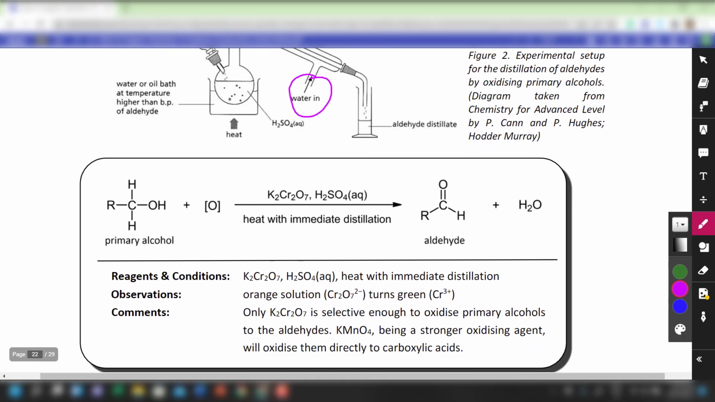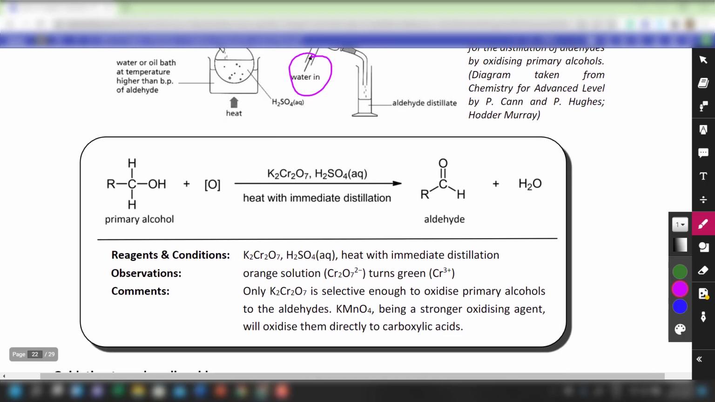So these are the reagents and conditions you might want to remember. In fact, you should remember for the purpose of your exam. The reagents and conditions will be potassium dichromate acidified with H2SO4, heat with immediate distillation. Let me just underline this again. Immediate distillation, because the aldehyde form is more volatile.